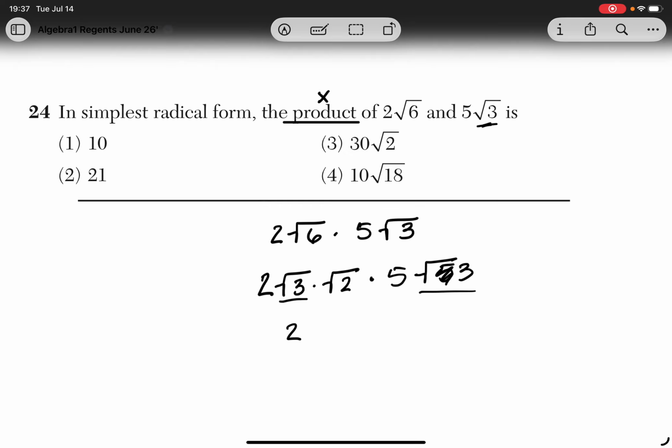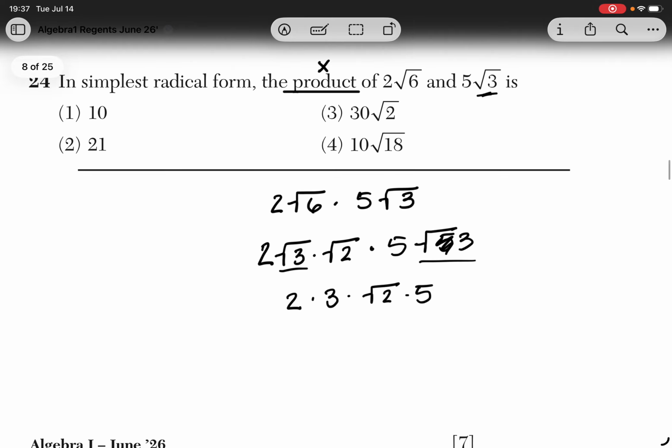So now we have 2 times 3 times square root of 2 times 5. So with that information, we just need to simplify. 2 times 3 is 6, times square root of 2 times 5, multiply our whole numbers. 6 times 5 is 30, so we get 30 square root of 2. So 3 would be our correct answer here.